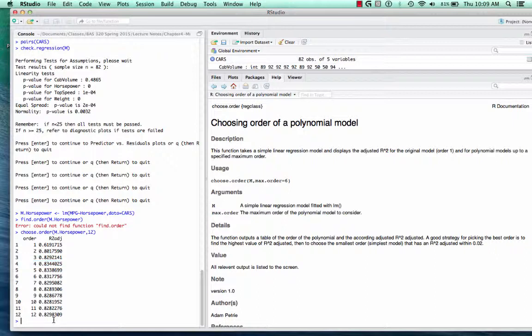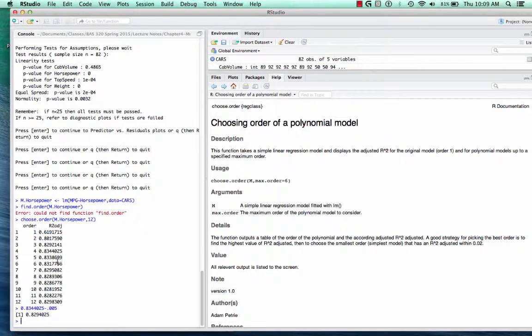What is 0.005 smaller than that? Well, let's calculate that value. I'm going to choose the simplest model whose R squared adjusted is at least 0.8294. It turns out that the simplest one that has that is the 4th order polynomial. I can't quite get away with the 3rd order polynomial based on my criteria. So I'll stick with that 4th order polynomial. And I can just see what that looks like.